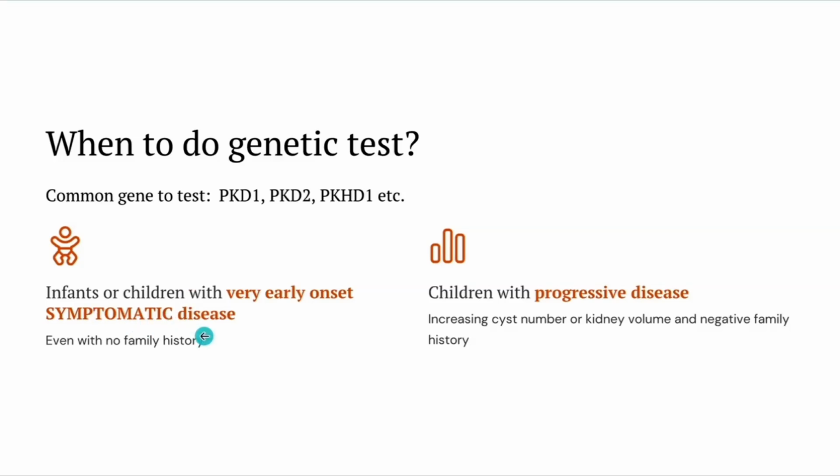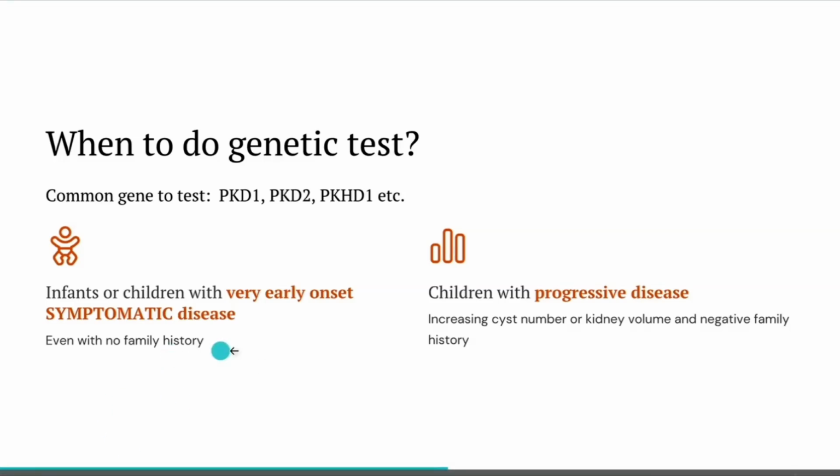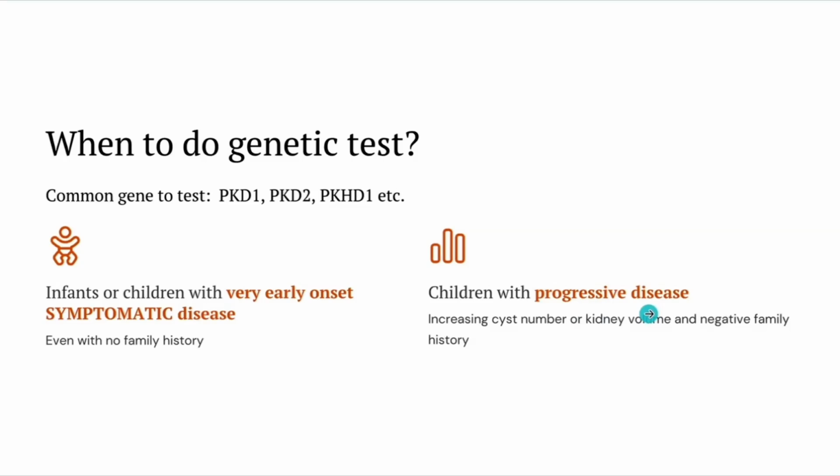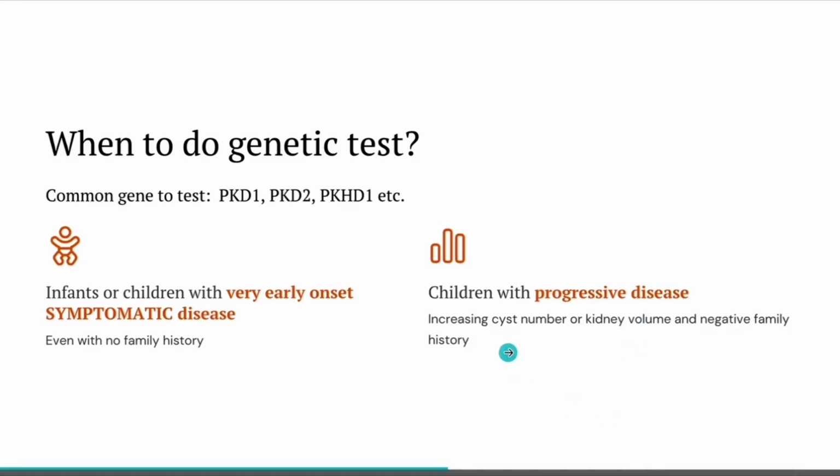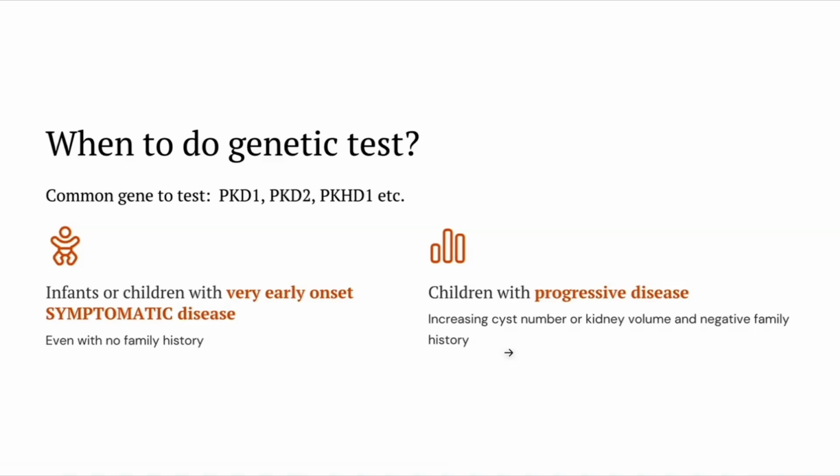If the patient, like infants or children, has very early onset symptomatic disease, let's say they have hypertension, they have gross hematuria, and we suspect they have polycystic kidney disease, we should go for a genetic test, even if they don't have the family history. Or children with progressive disease. So when you do the ultrasound, it shows that the cyst number keeps increasing, or the kidney volume keeps increasing, getting bigger and bigger. Even if they have a negative family history, we need to think of doing the genetic test.